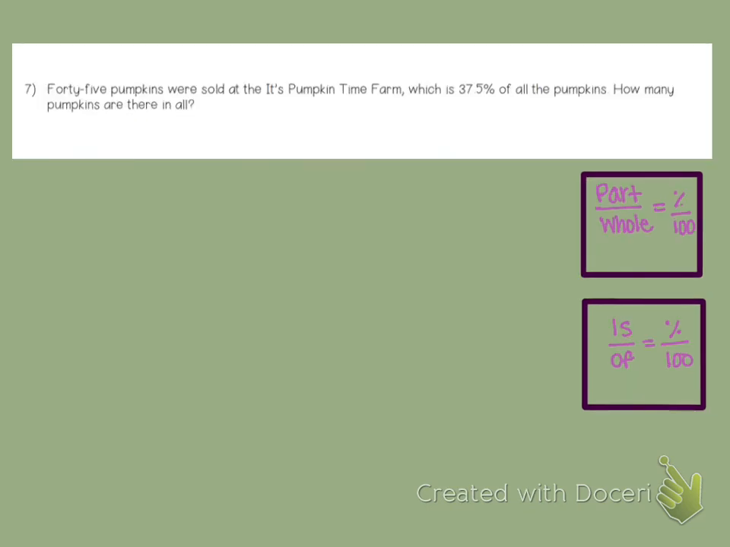Okay, so now we're going to move to number 7. Number 7 says 45 pumpkins were sold. So 45 were sold at It's Pumpkin Time Farm, which is 37.5% of all the pumpkins. How many pumpkins are there in all? Let's think about that. In all. That is your total, which is your whole. And this is a part. This is the part of the pumpkins that were sold.